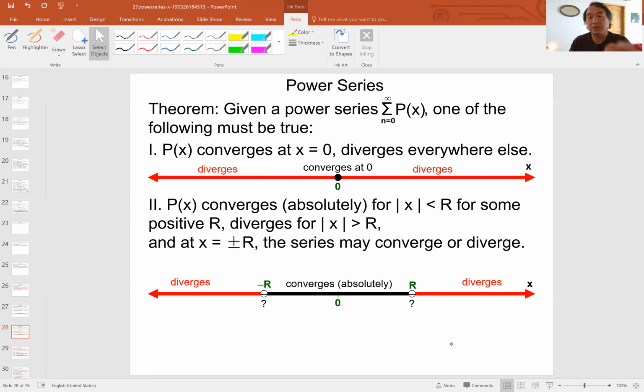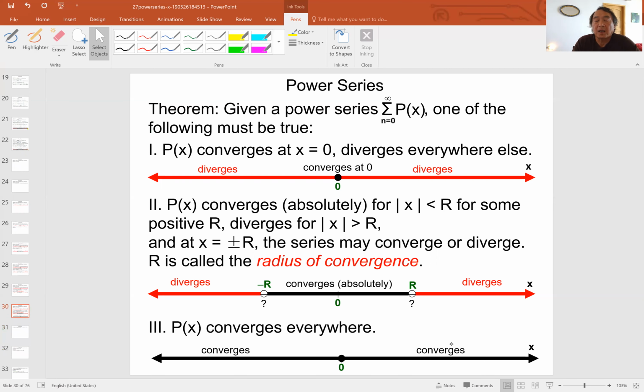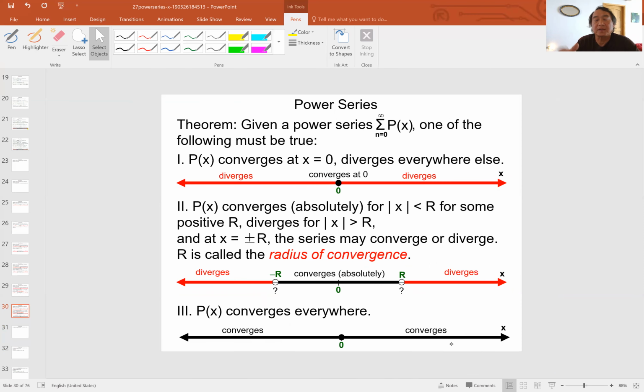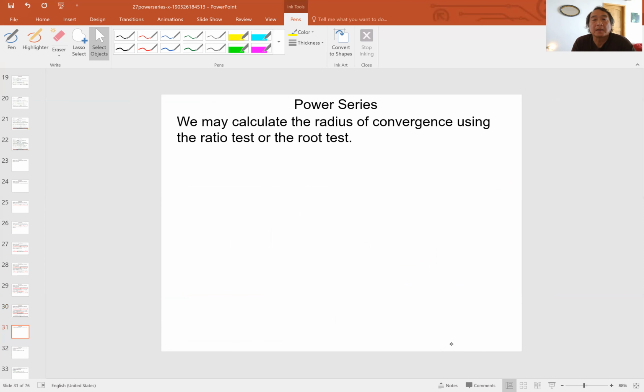So these we don't know. You have to investigate the series by plugging in R and minus R to see individually what happened at the boundary. Then the third case is that it converges everywhere. Oh, by the way, how big R is, that's called the radius of convergence, because you can kind of view that as a circle from 0 to R. Then the other case possibly is that it converges everywhere. It doesn't matter what number you put in, it converges absolutely.